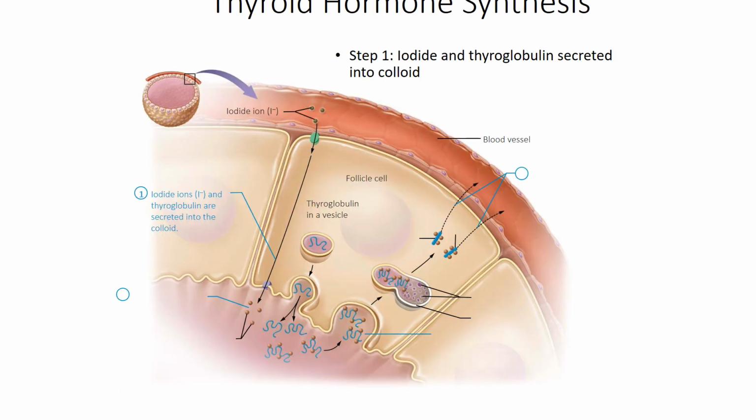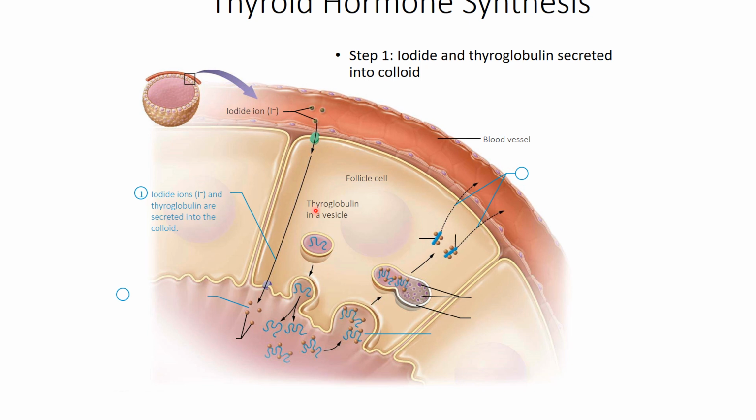In this video, we talk about thyroid hormone synthesis. So the first step in response of the thyroid gland to thyroid stimulating hormone is to produce more thyroid hormone, and then in turn secrete more thyroid hormone into circulation.